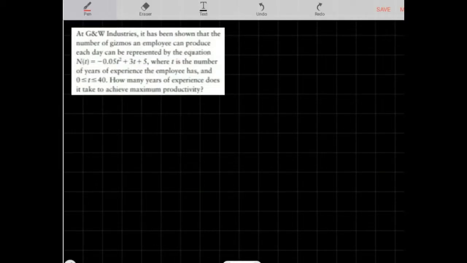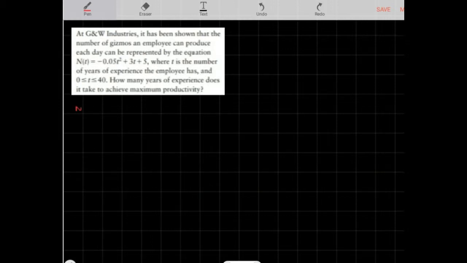Alright, let's take a look at another optimization problem. At G&W Industries, it has been shown that the number of gizmos an employee can produce each day can be represented by the equation N(t) = -0.05t² + 3t + 5, where t is the number of years of experience the employee has, and t is greater than or equal to 0 but less than or equal to 40. How many years of experience does it take to achieve maximum productivity?